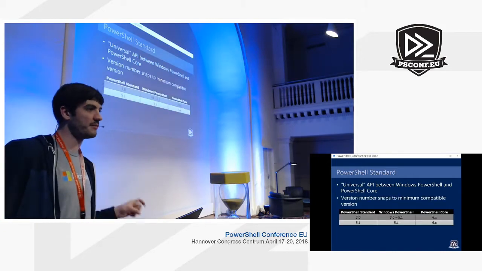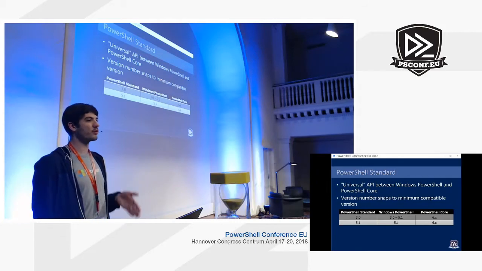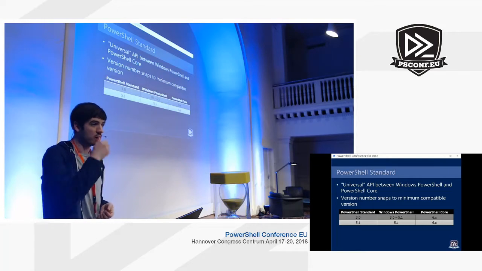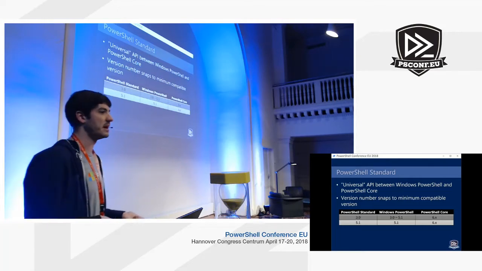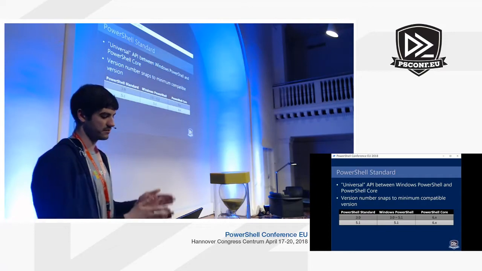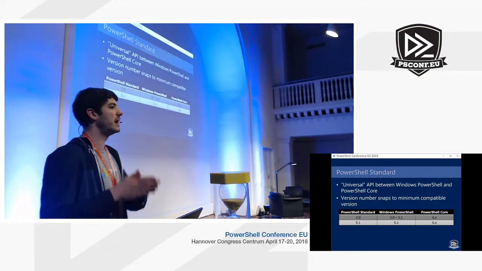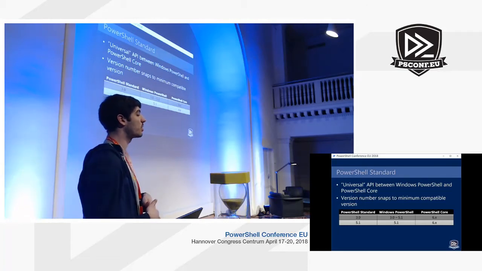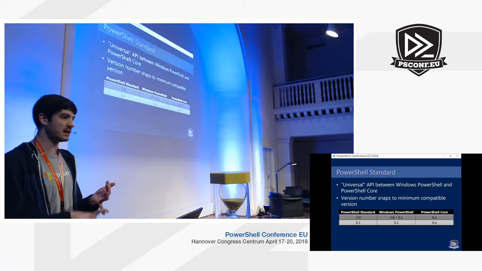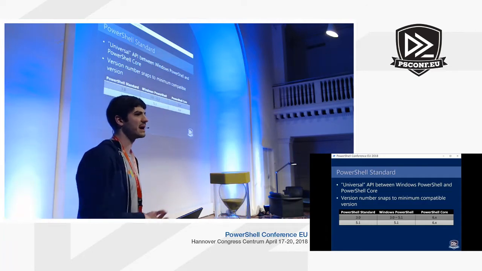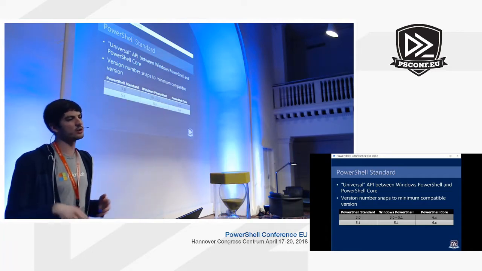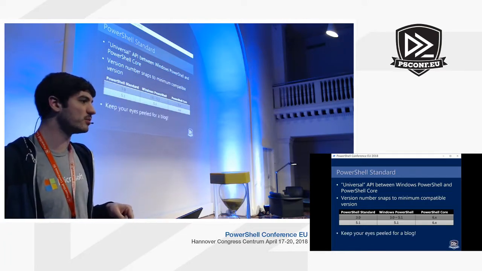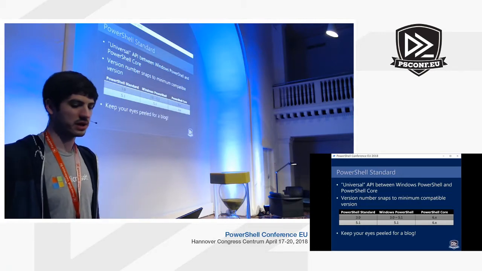The version number of PowerShell Standard snaps to the minimum version that API definition contains. So there's a PowerShell Standard 3.0, and if you compile against that, you're going to get a module that works from Windows PowerShell 3 to 5.1, and in addition, PowerShell Core 6. If you compile against PowerShell Standard 5.1, you get a whole bigger bag of goodies that let you manage the AST and all the stuff we added with DSC, but you're only going to work on Windows PowerShell 5.1 and PowerShell Core 6. Keep your eyes peeled for a blog. It's in review. We will be putting it up on how to do that.